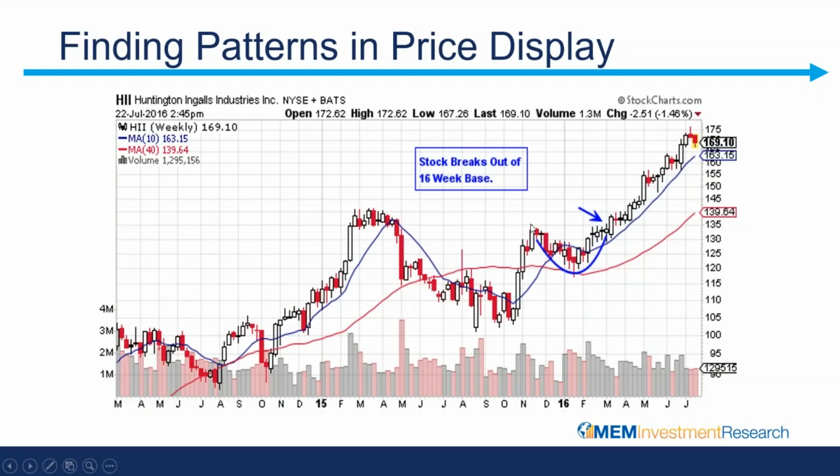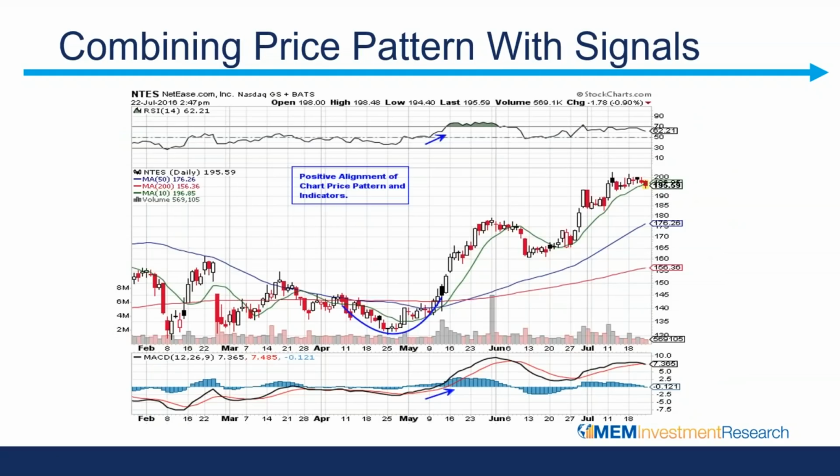So it attempts to hit a high, fails, and then as it comes back out and breaks above that, that's when it gets interesting. I have a lot of work on various patterns and how really important they are in helping you identify stocks poised to go higher. And then here's NetEase. This is a daily price chart. Again, in this case, we have that saucer base where it breaks out of that base. But now I've overlaid these indicators, and it's being confirmed by the RSI and the MACD. So you have even more confidence that the stock could go higher.